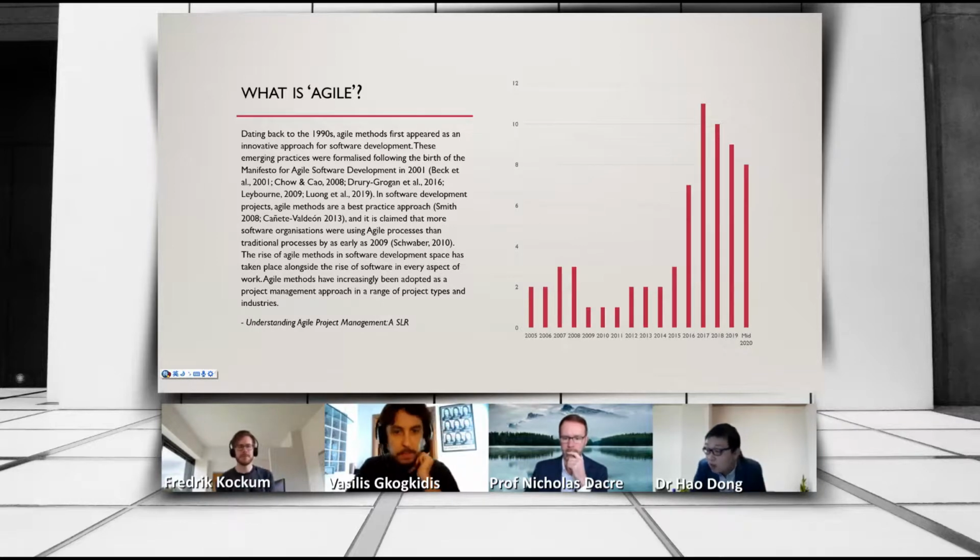The rise of Agile methods in the software development space has taken place alongside the rise of software in every aspect of work. Agile methods have increasingly been adopted as a project management approach in a range of project types and industries outside software. You can see on the right side, the graph shows a trend of increasing attention from academia and researchers on Agile project management over the past 15 years, which indicates its importance.